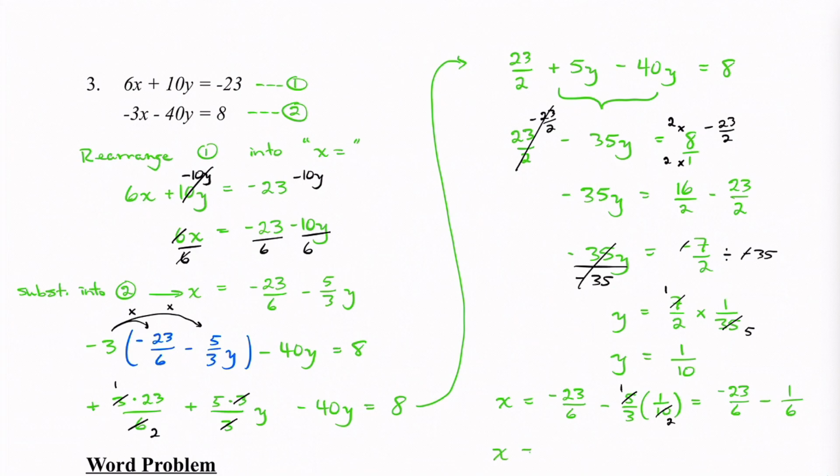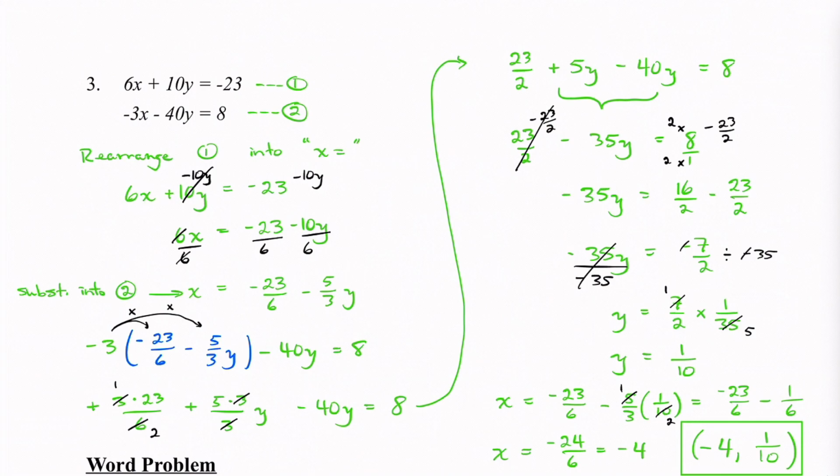So I can actually subtract those now. I just have negative 23 minus 1. That's negative 24. So it's negative 24 over 6, which is equal to negative 4. So our final answer is negative 4. That's the x. And then our y was 1/10.